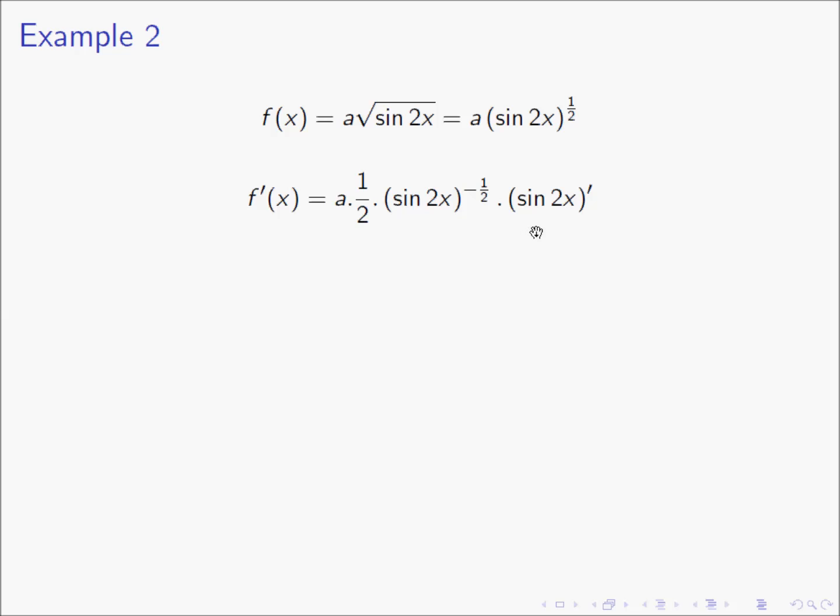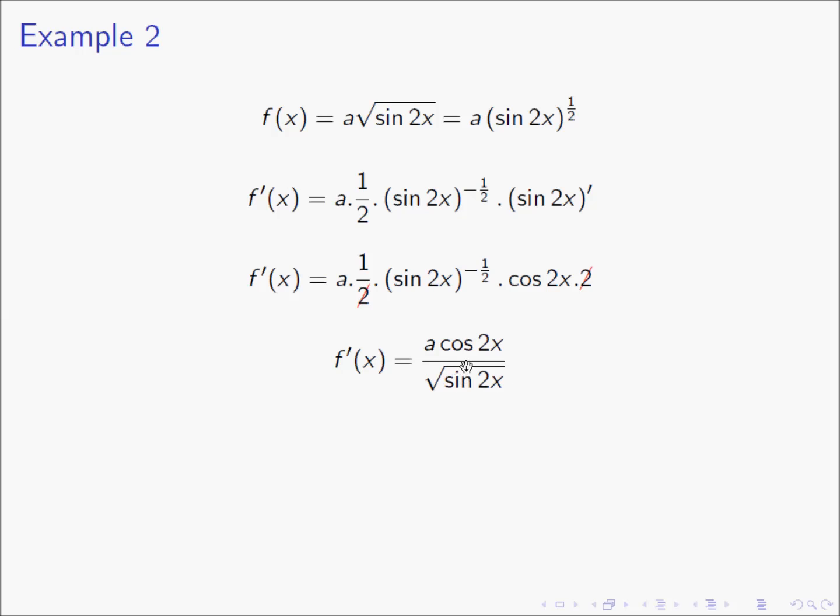and now we get this. But here the inner function is a composite function again. So to calculate this derivative, we must apply the chain rule again. In this inner function, the outer function is sine of x, so its derivative is cosine of 2x, evaluated at 2x, right? Because the inner function is 2x. And we must multiply this by the derivative of the inner function of this function, and the inner function is 2x, so its derivative is 2. We can cancel the 2 here with the 2 over here, and we get that this equals a cosine of 2x over the square root of sine of 2x. That's the answer.